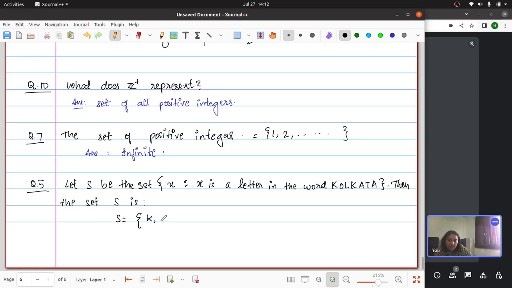So this would be K, O, L. So although there is another K coming, since it's already come here, we do not repeat it. So we don't write that K again. So we have A, we have T, and again A is already here. So that is the end of the list.